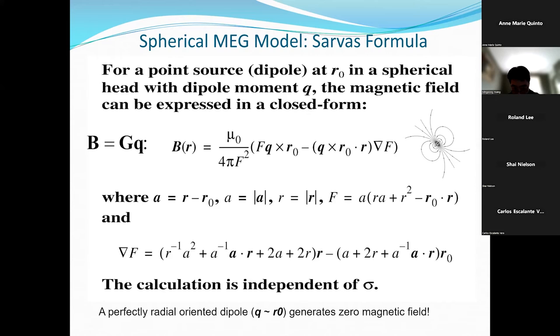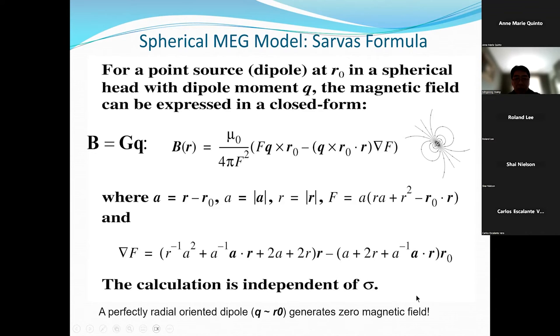it's a nonlinear function. But another surprising conclusion from this equation is that I don't see any sigma here. The conductivity of the brain is nowhere to be found. Wow. And that's very surprising when he derived this formula, and it has very, very nice consequences. I'll talk about this on the next slide.